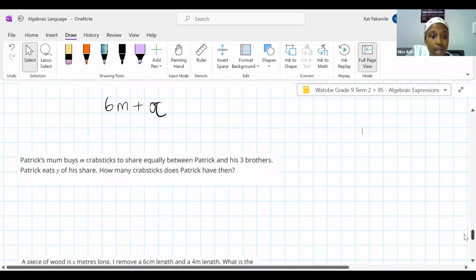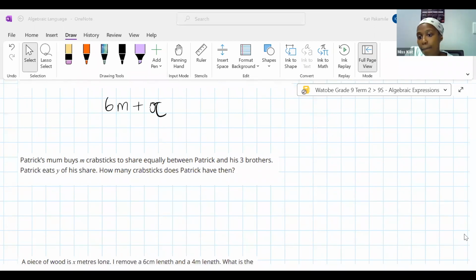Patrick's mom buys M crab sticks. Sia, please mute for us. Okay. Patrick's mom buys M crab sticks. Share equally between Patrick and his 3 brothers. Patrick eats Y of his share. How many crab sticks does Patrick still have left over?